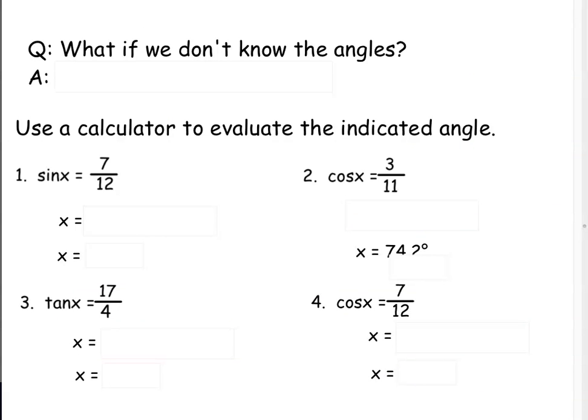All right, this should be the next slide in your packet. We're going to start looking at, what do we do if we don't know the angles? All of the trig work that we've done so far, we've had a known angle, right? They asked us, what is the sine of 45? What's the cosine of 31? We know the angle, but in this case, we don't. So if we don't know any angles, we can use what's called inverse trig.